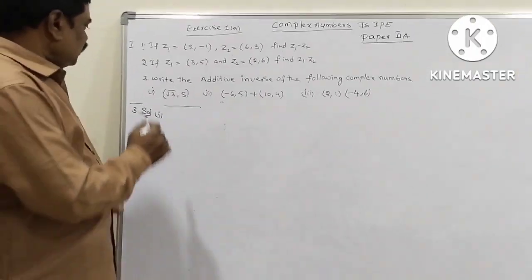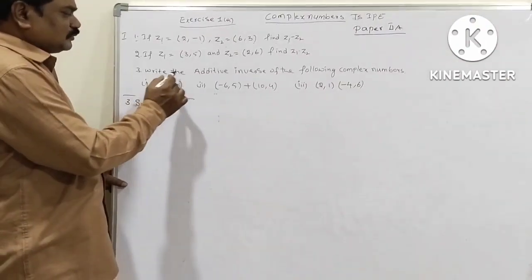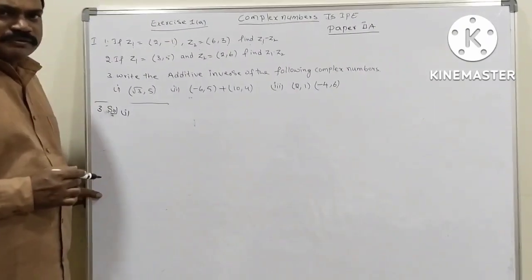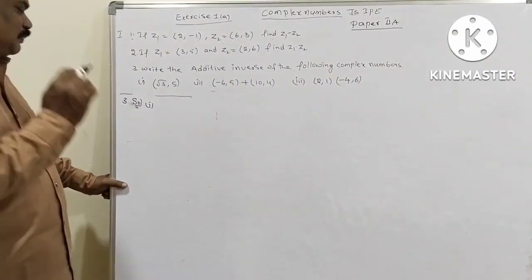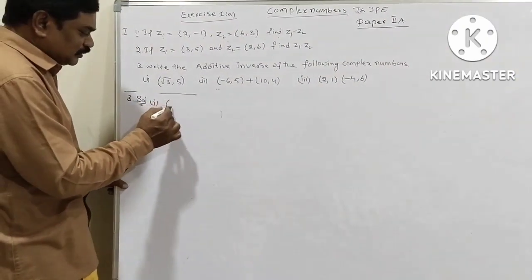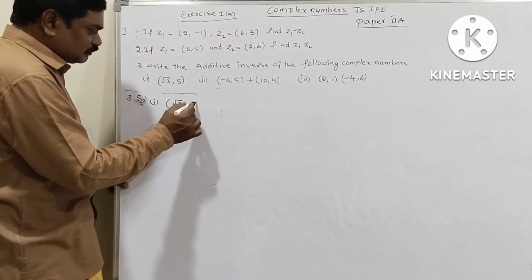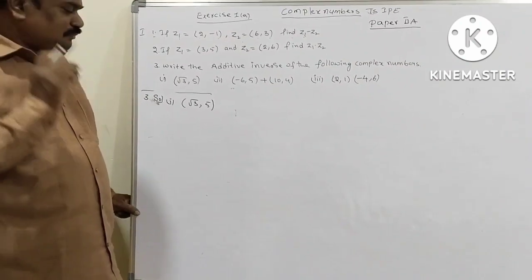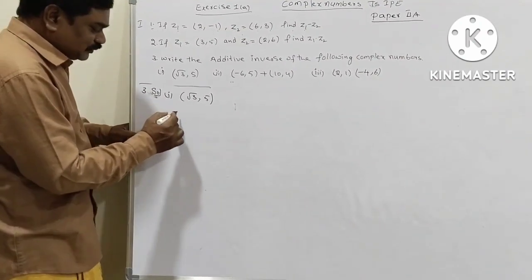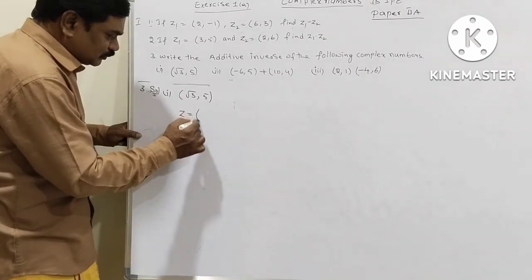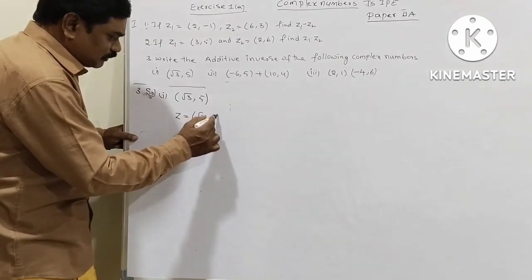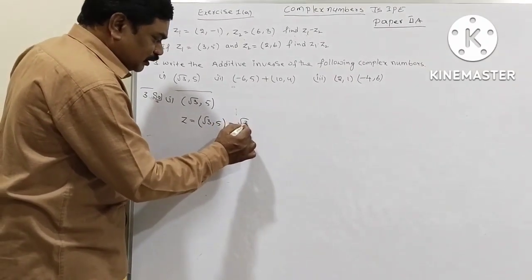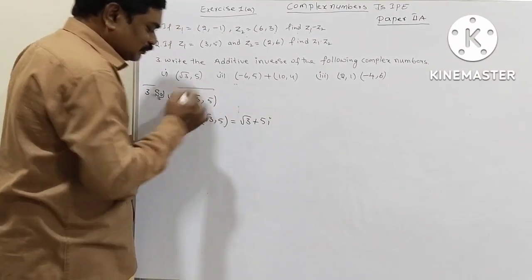Dear students, here is the third problem. We want to write the additive inverse of the following complex numbers. The first problem is (root 3, 5). For this we want to find the additive inverse of the complex number. Let z be the ordered pair (root 3, 5), which can be written as root 3 plus 5i.